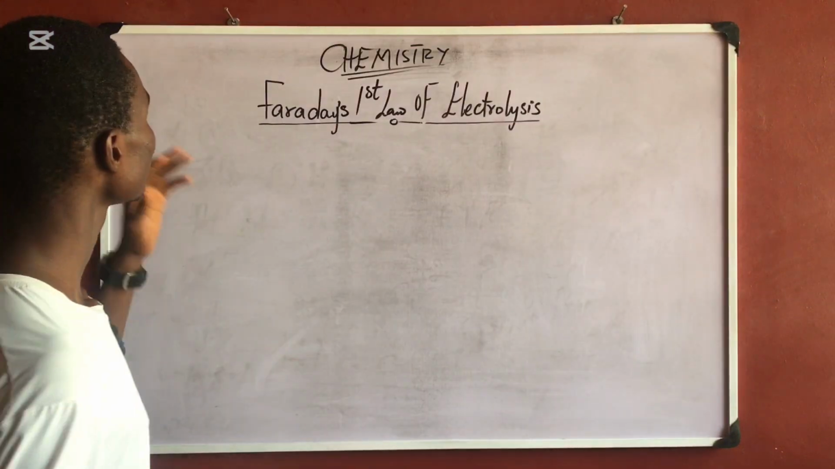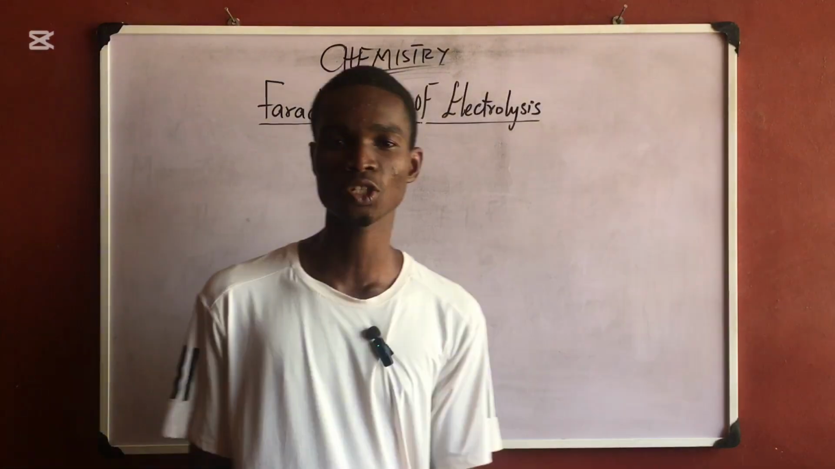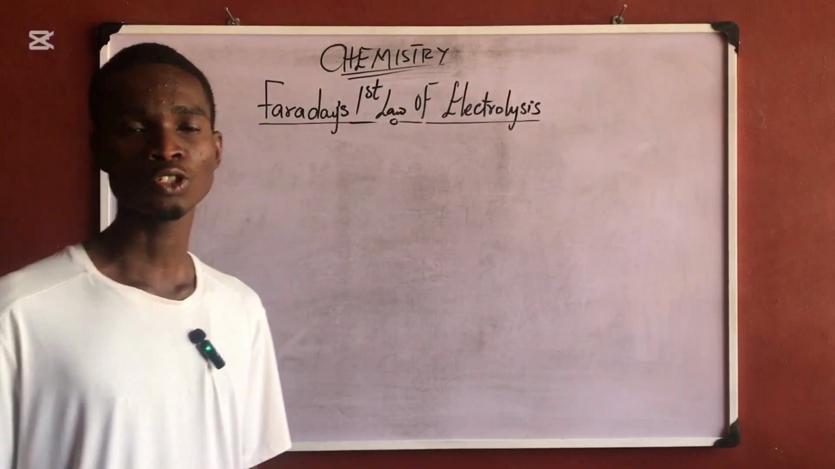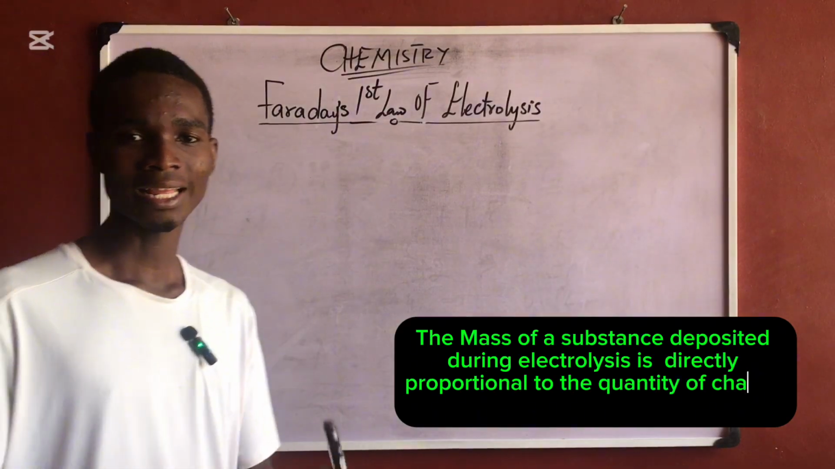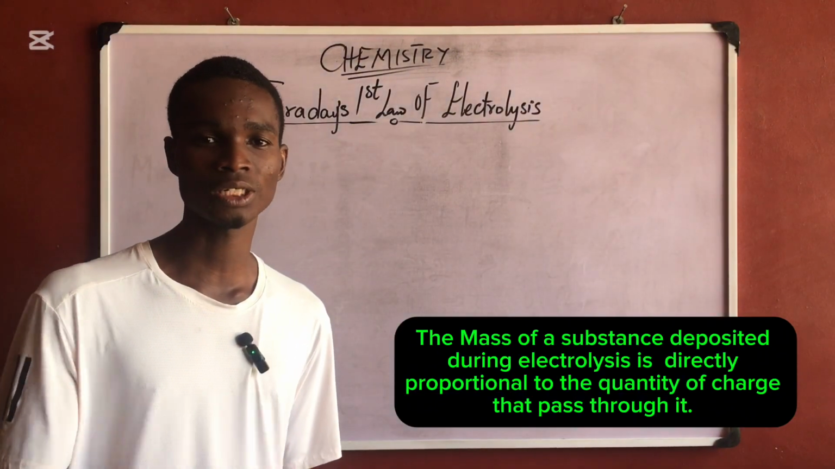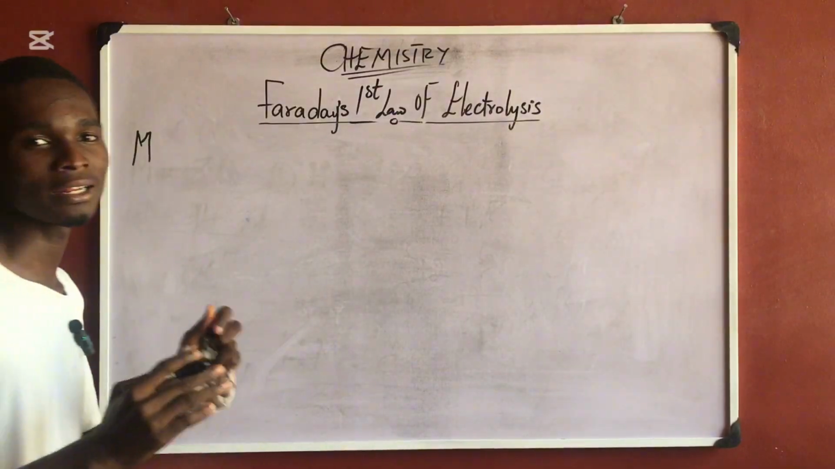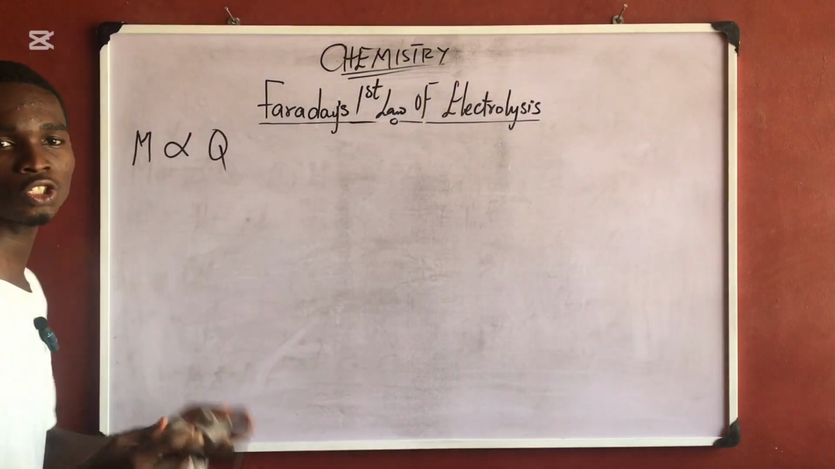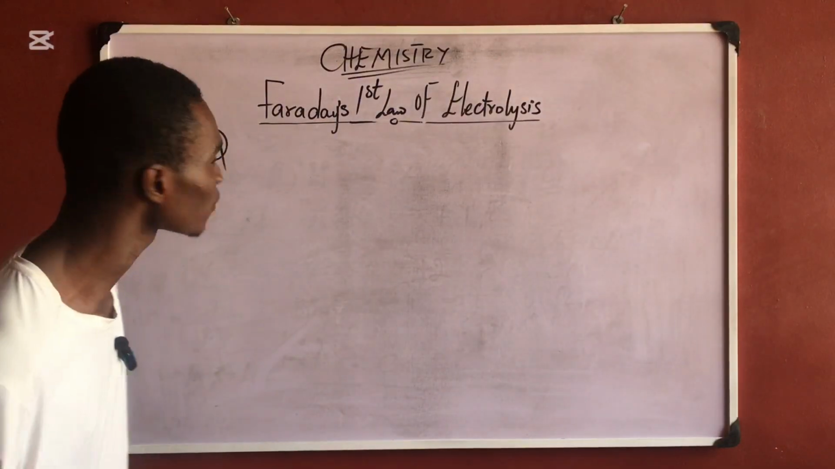The first question here is, what does Faraday's first law state? Faraday states that the mass of a substance that is deposited during electrolysis is directly proportional to the quantity of charge that passed through it. The mass of a substance deposited through electrolysis is directly proportional to the quantity of charge, Q. Quantity of charge is given as Q, the quantity of electricity that passed through it.